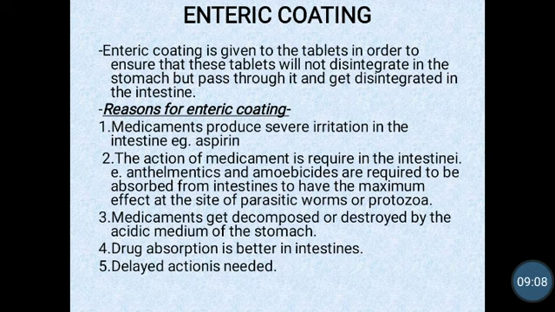Okay, so this is about the film coating. Then the next type of coating is the enteric coating. Enteric coating is given to the tablet in order to ensure that this tablet will not disintegrate in the stomach but pass through it and get disintegrated in the intestine. As I discussed earlier, enteron means the intestine, and the enteric coated tablet gets disintegrated and dissolved in the intestine and gets absorbed by the intestinal wall.